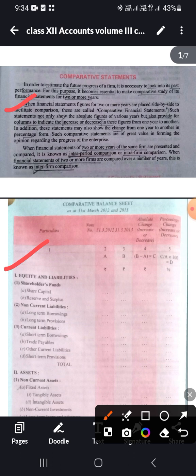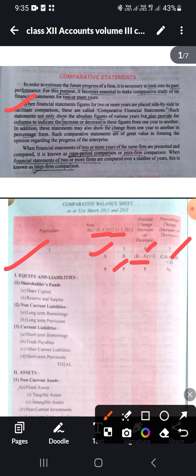So in the second column you have to generate column A, that means balances belonging to 2012. In the third column you have to generate B, for the balances of 2013. Then in the fourth column you have to do B minus A. That means you have to generate column C, and C is calculated by subtracting A from B. That means B minus A is equal to C.